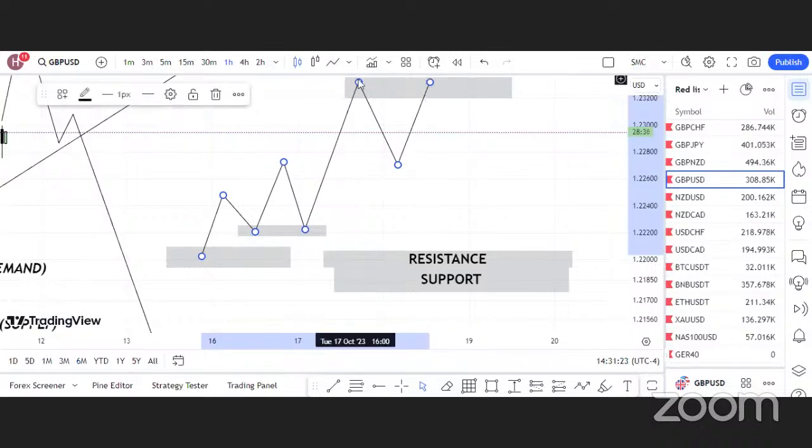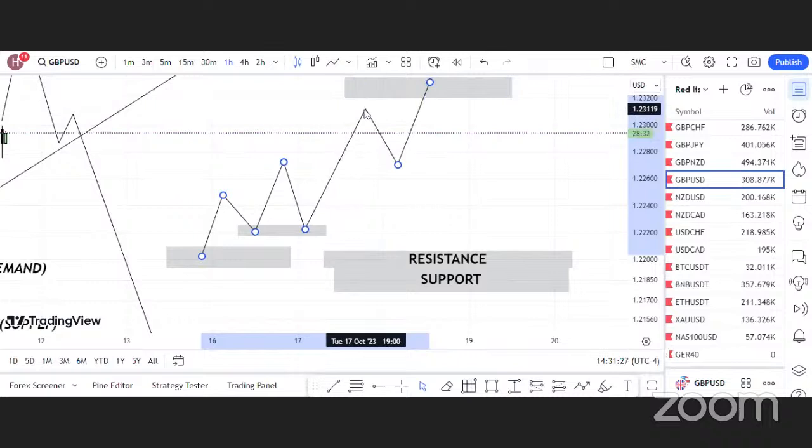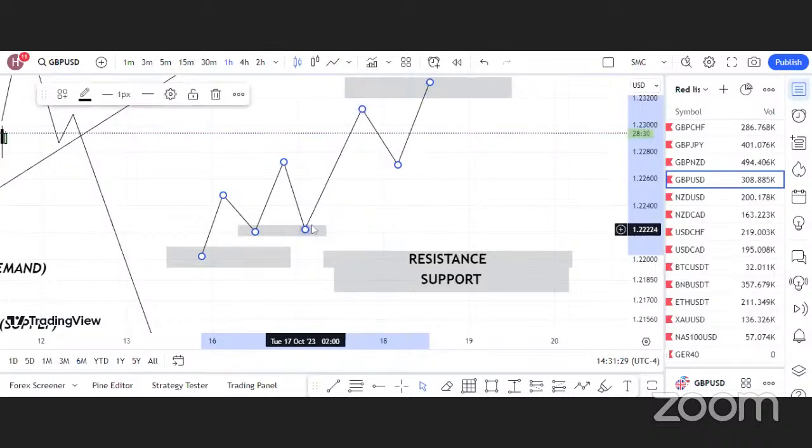But now I want to teach you another thing, because waiting for support and resistance sometimes might be tiring.